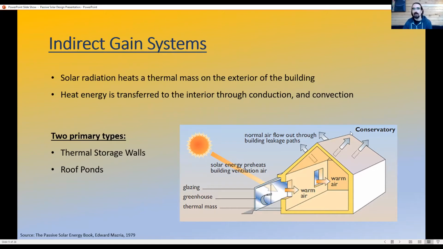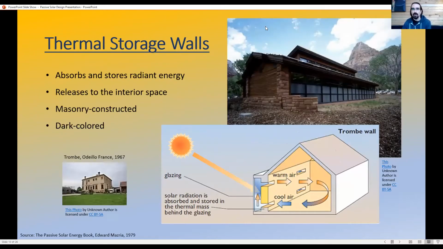Two primary types of indirect gain storage systems are thermal storage walls. There are a number of different types of thermal storage walls, and roof ponds, which are a little less common and a little bit more complicated, but also very effective. Thermal storage walls absorb and store the radiant energy and then release that energy into the interior space. They tend to be constructed out of masonry, and they tend to be dark colored to absorb the most radiant energy possible.